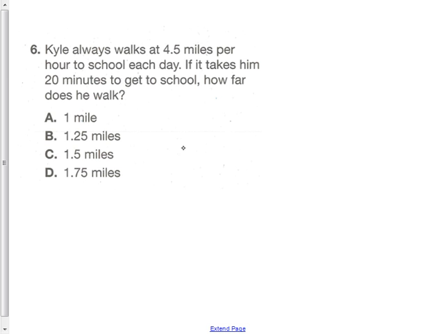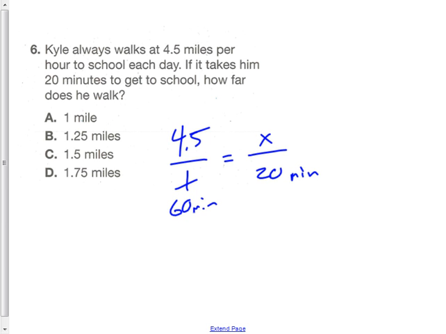So Kyle always walks at 4.5 miles per hour. So that'd be like 4.5 miles per 1 hour. If it takes him 20 minutes to get to school, how far does he walk? Well, we have a little bit of a problem here because this is 1 hour and this is 20 minutes. So you know what? Let's go ahead and cross off the 1 hour and change it to 60 minutes, because that way we have minutes compared to minutes. All right, we got to get the same unit. If I have hours, I can't compare it to minutes. So let's throw an x up there.